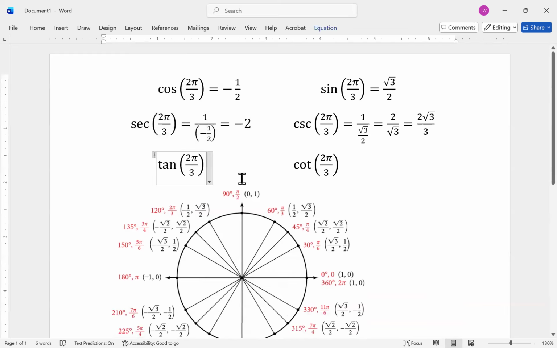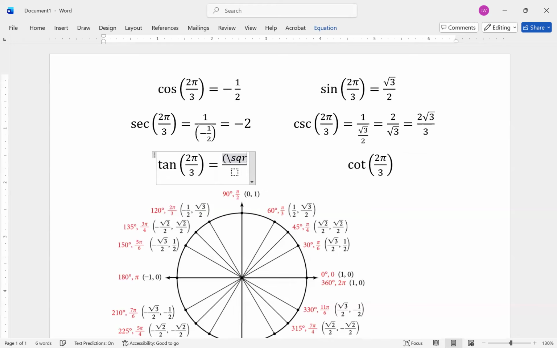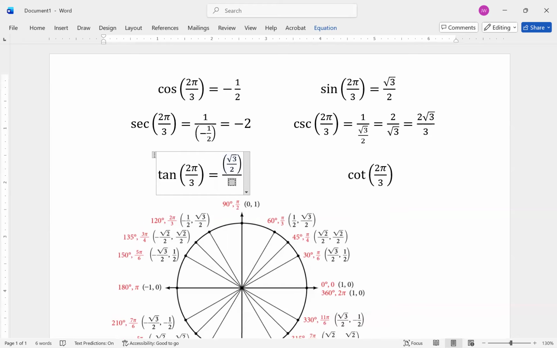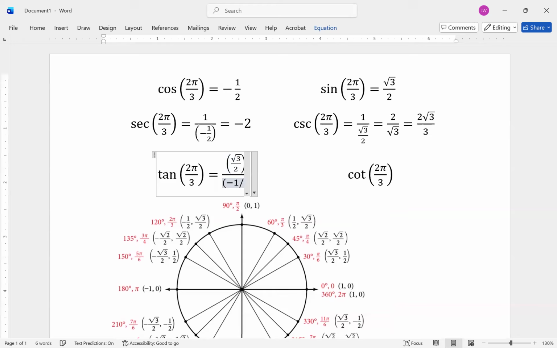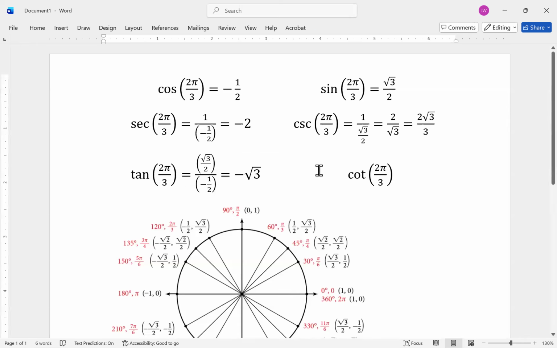Tangent of 2 pi over 3. Well, tangent is with the relation sine over cosine. So we're going to take square root of 3 over 2. I'll put that in parentheses. And divide that by a -1/2. When you divide, those denominators of 2 will cancel out and you'll get negative the square root of 3. So that's what tangent of 2 pi over 3 is.